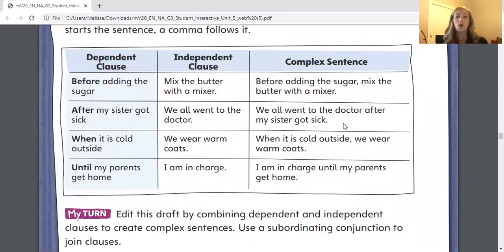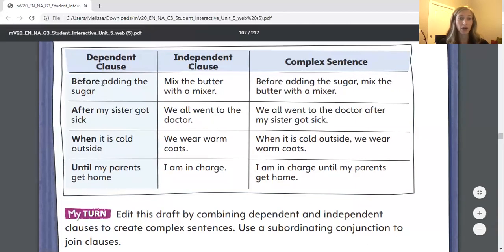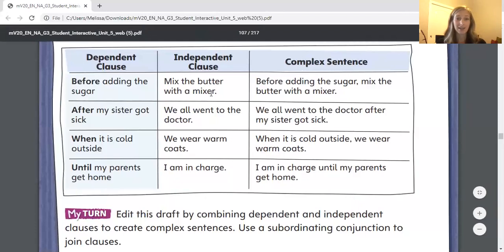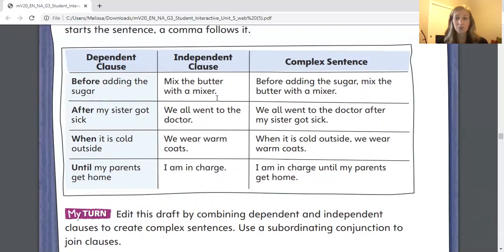So we have this complex sentence on the right-hand side. It says, before adding the sugar, mix the butter with a mixer. So the dependent clause is before adding the sugar. That's a dependent clause because before adding the sugar is not a complete sentence on its own. So it depends on another part of the sentence to make it complete. Mix the butter with a mixer is an independent clause because it is a complete sentence and it could stand alone on its own.